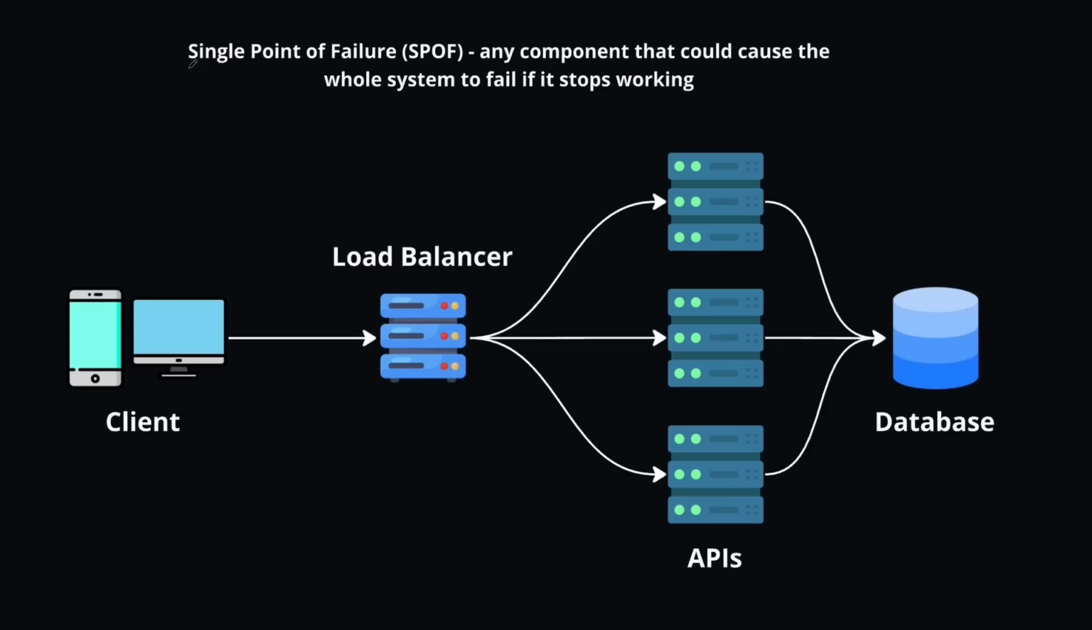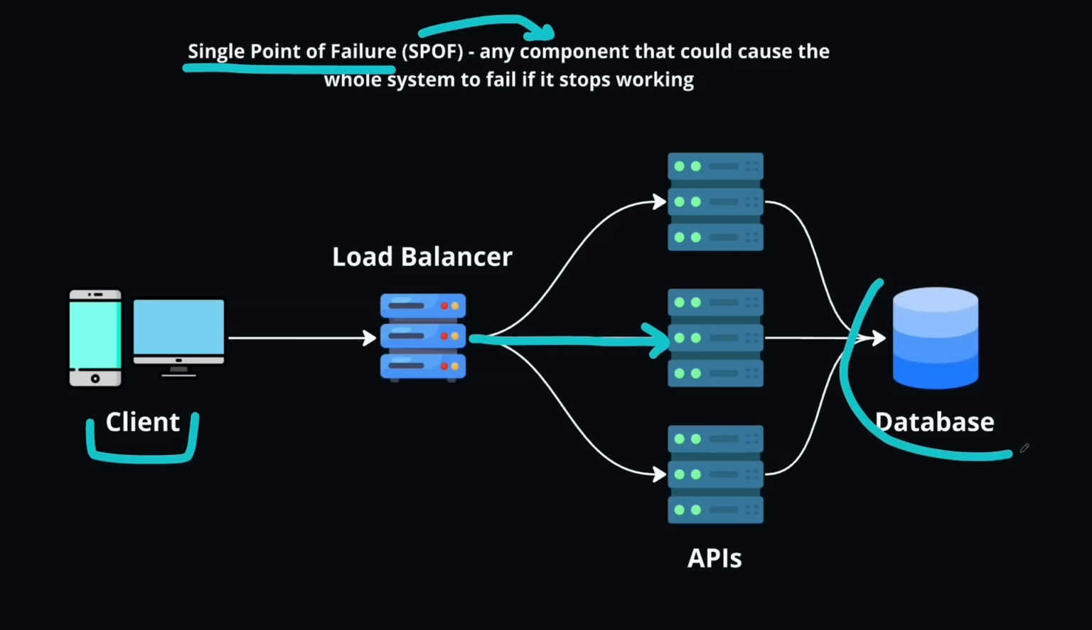Now let's talk about a concept called a single point of failure in system design. This is one part of your whole system that whenever it fails, it will bring the entire system down with it. So to put it simply, it is any component that could cause the whole system to fail whenever it stops working. For example, if you imagine this setup, when the clients connect to our load balancer and then the load balancer distributes them to the APIs, and then we have a single database which is used for all API servers.